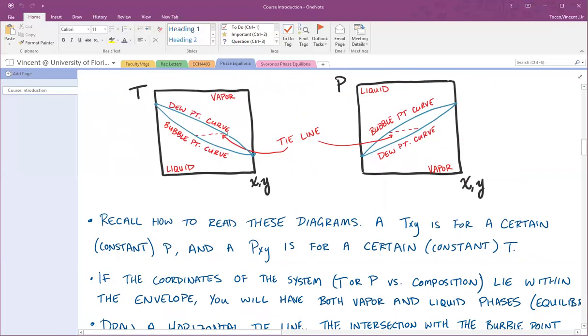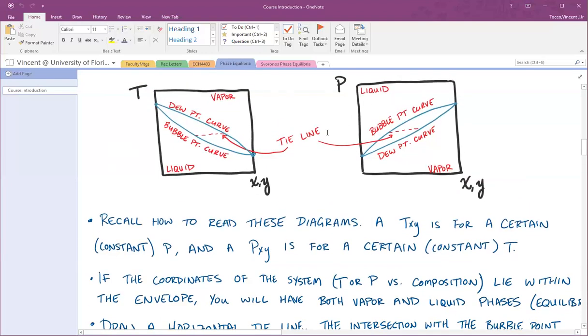Where it intersects the dew point curve will be the vapor composition. Where the tie line intersects the bubble point curve is the liquid composition. And in this example, it should make sense that whatever component is plotted on the x-axis will be the more volatile component because the vapor composition is higher than the liquid composition. And everything that I just said holds true for the PXY diagram as well. The only difference is that pressure is your dependent variable, so you'd use that when determining what the coordinates are.